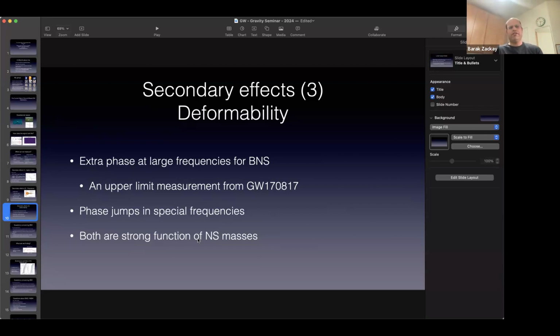We have an upper limit for this effect from 1708-17. But it's only an upper limit, and I want to say about this effect that it could get measured tomorrow, because if we would have detected a 1708-17 like signal, so the same SNR, but the masses were lower, we would have detected the deformability. Okay, so it's just about, would we be lucky and see neutron star mergers that are low enough mass?